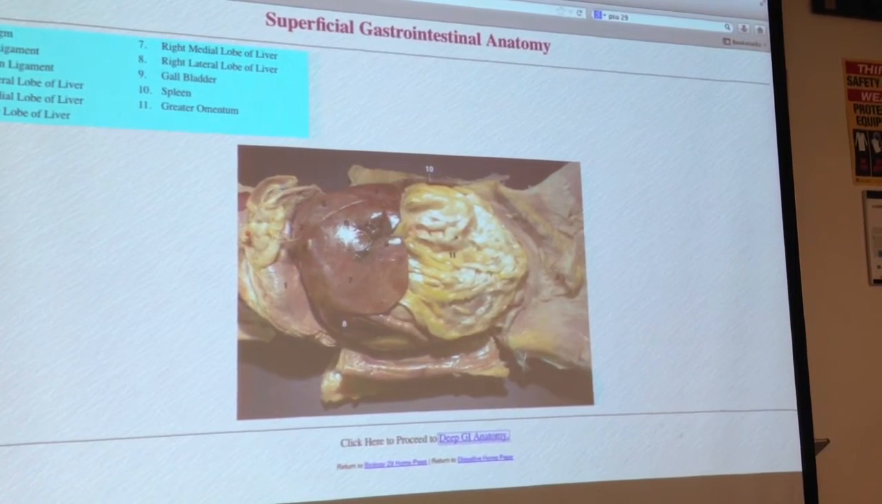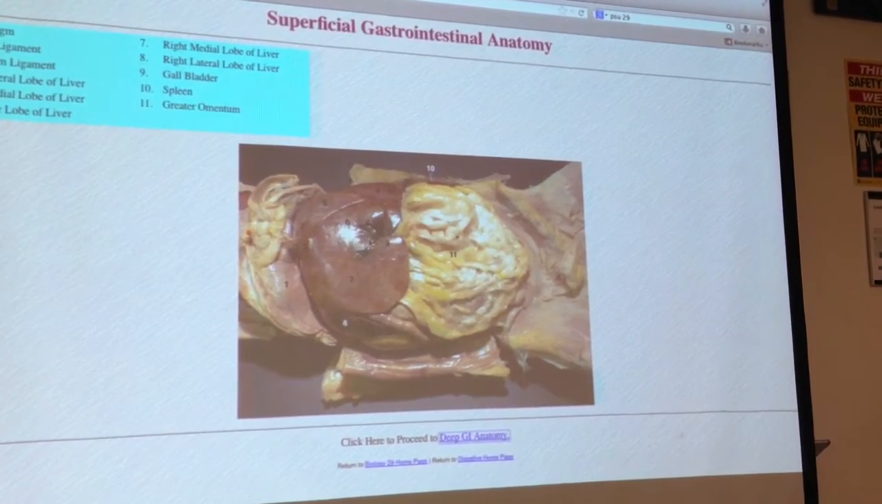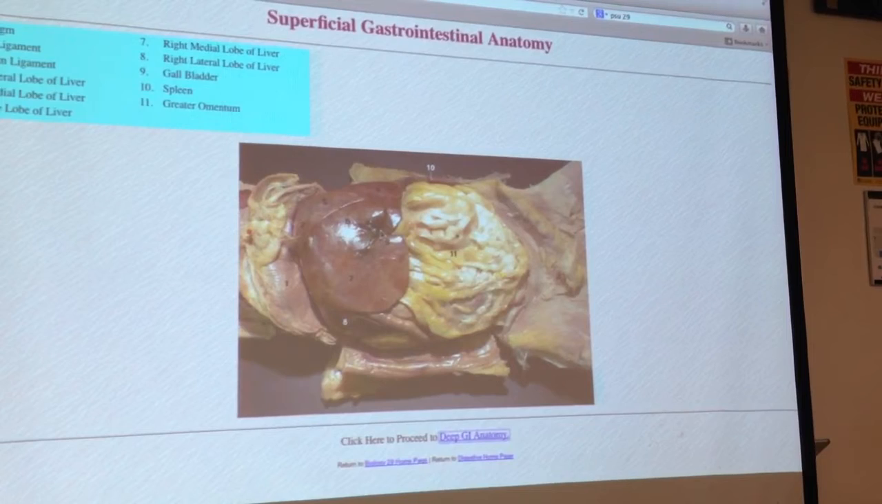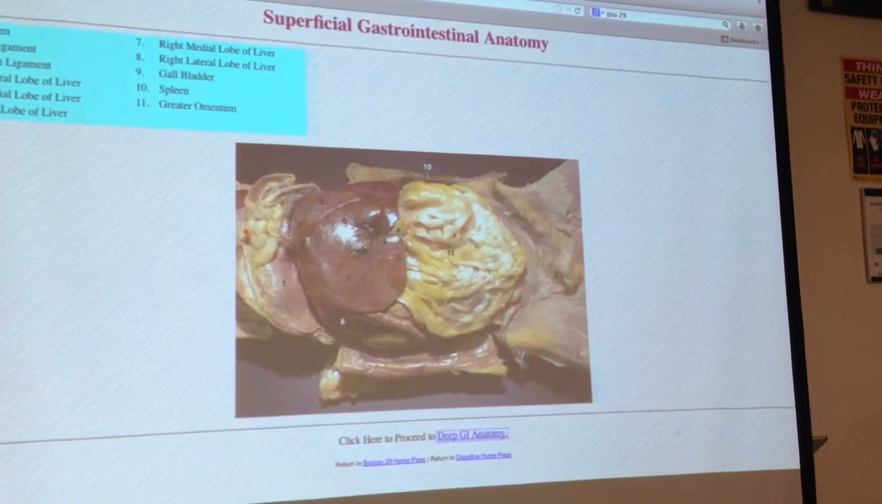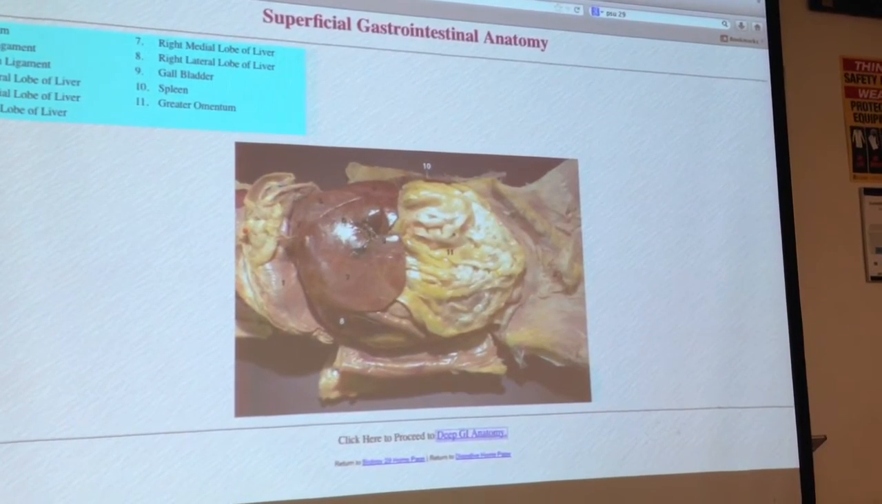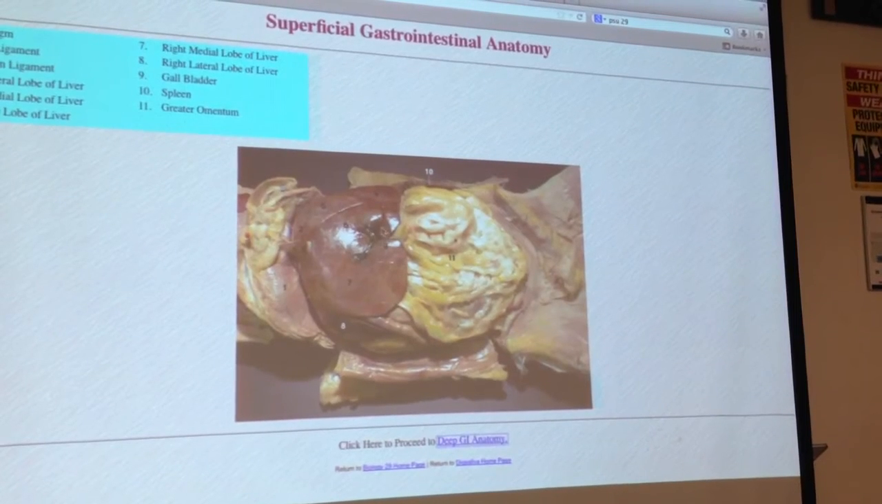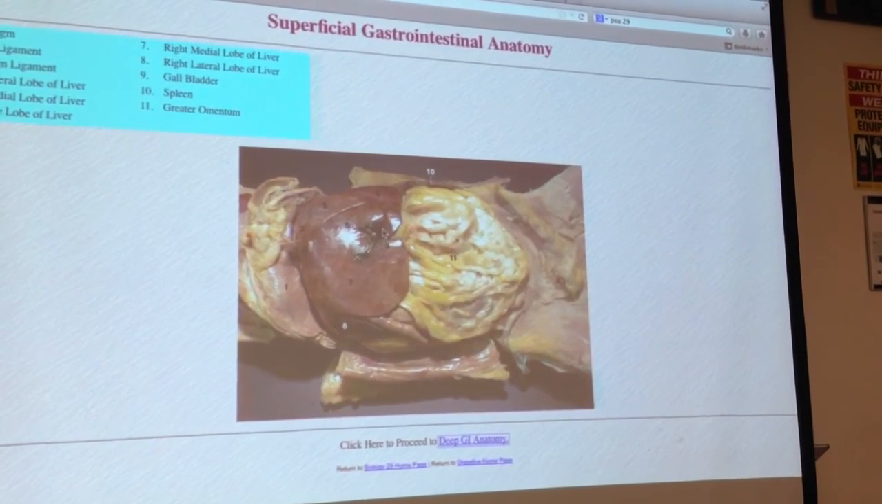Gallbladder. I hear a few of you saying it, right? So we have the gallbladder. It's going to be more on the bottom side, but you can see it sticking out anteriorly as well. You'll be able to see it; it kind of looks like a deflated balloon.